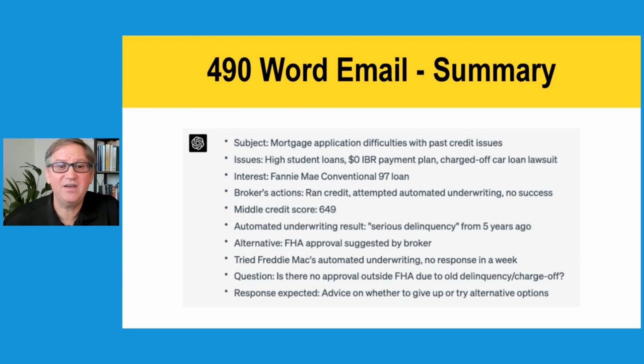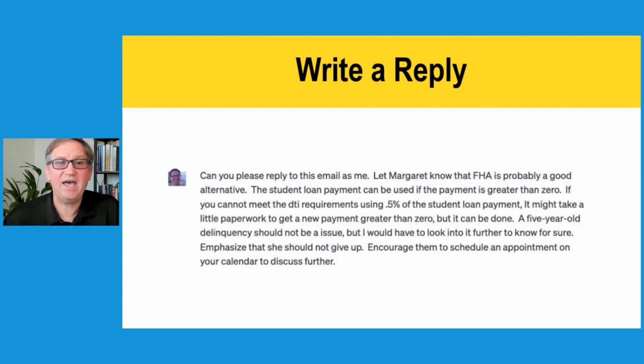The alternative is an FHA approval suggested by the broker. She tried Freddie Mac's automated underwriting engine and it didn't work. So they tried Fannie and Freddie. They tried conventional. And the question is, is there no approval outside of FHA due to the delinquency and the charge off? And then the response expected is she wants advice on whether or not to give up or try alternative options. How cool is that? Right? The subject, the issues, what she's interested in, what's been tried, what her credit score is, what the AUS results were, what the alternatives were given to her, what her question is, and what response she's expecting. So I said, great.